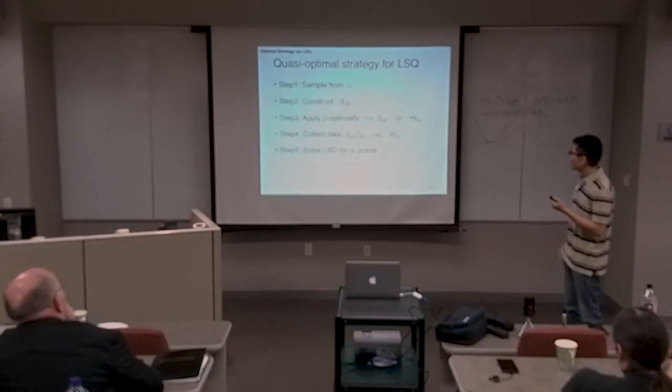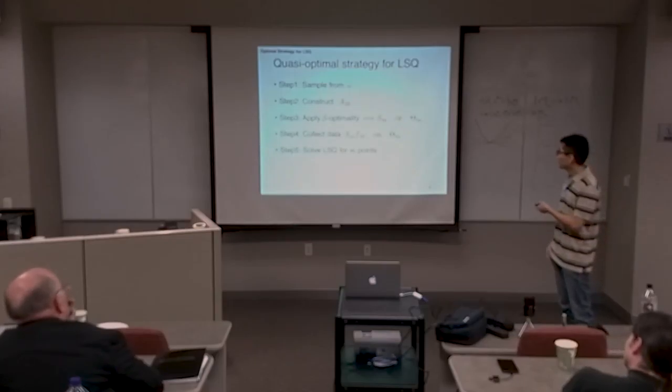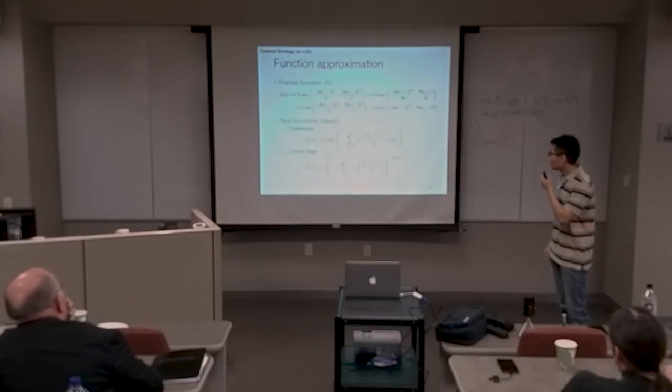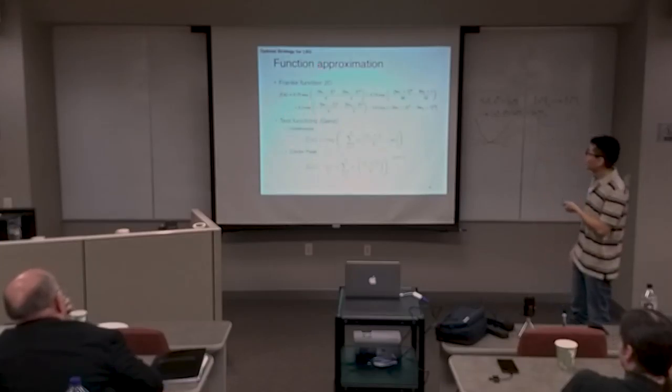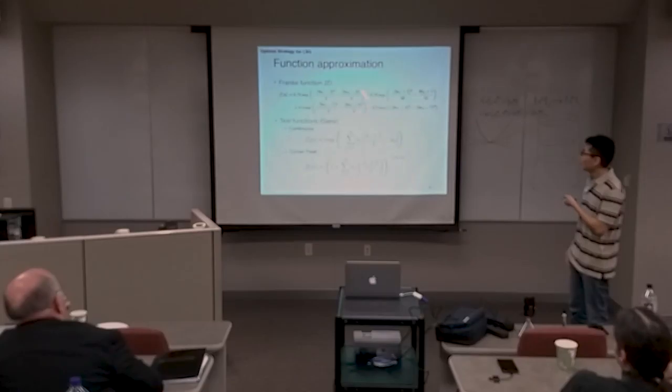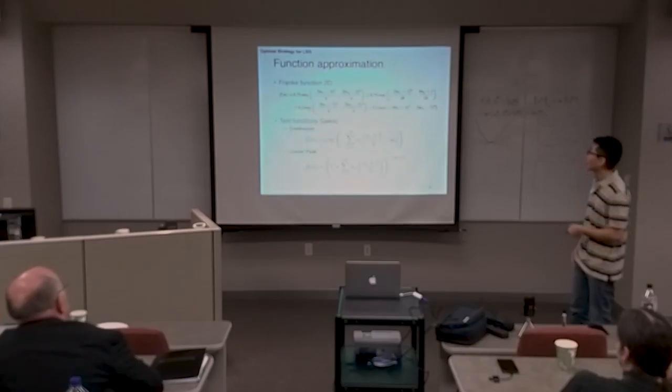And let me directly show its performance. So here is a numerical example. Here are the test functions we used. In 2D, we used the Franke function. For other dimensional cases, we borrow two functions from Genz. One is continuous, the other one is corner peak.